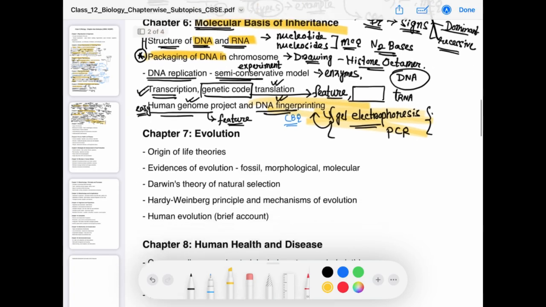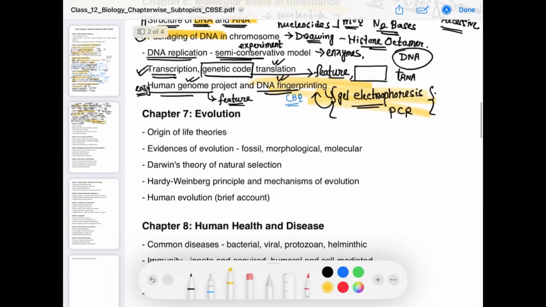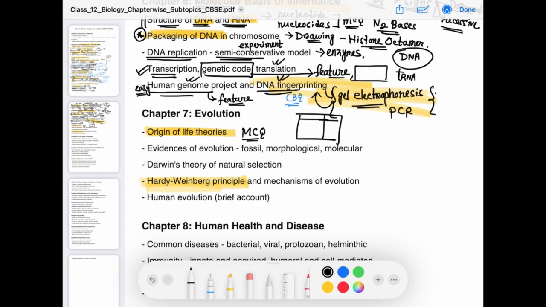Next is evolution. This chapter is mostly a memorizing chapter, except the Hardy-Weinberg principle, where you have to understand the part. Otherwise, the first part is regarding the theories of evolution. From here different MCQs come of these different theories, and they will give the names of who has given this theory, and you have to match. This kind of question comes from the origin of life theories.